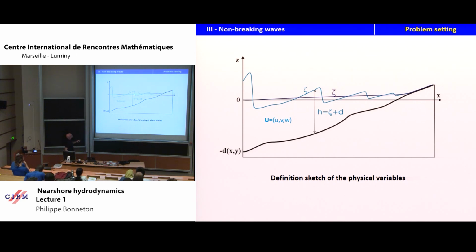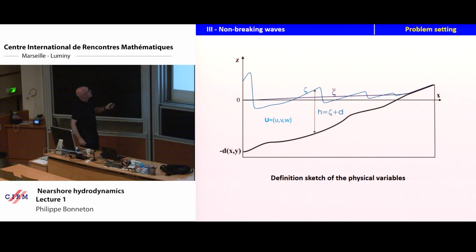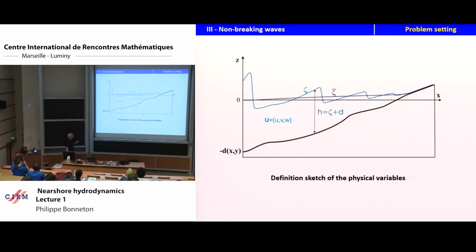So zeta is the surface elevation with respect to the state at rest. And D is the water depth at rest. So the equation of the bathymetry is given by Z equals minus D. And the wave velocity has two horizontal components, U and V, and one vertical component, W.